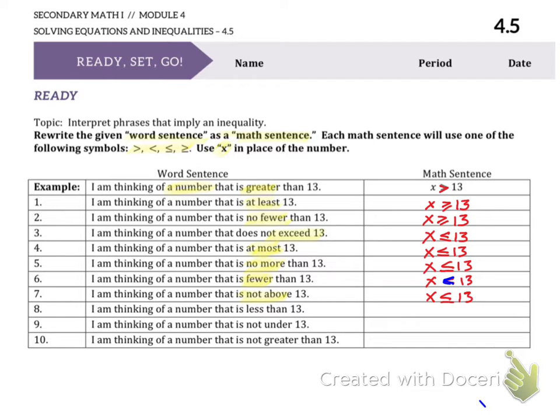The eighth says I'm thinking of a number that is less than 13. So if it is less than 13, it means it's supposed to be just below 13. So I would simply write this.